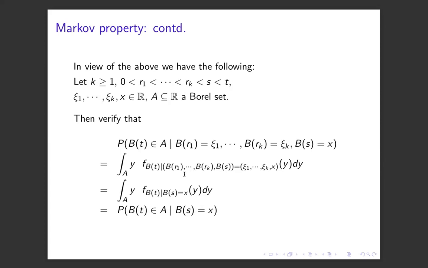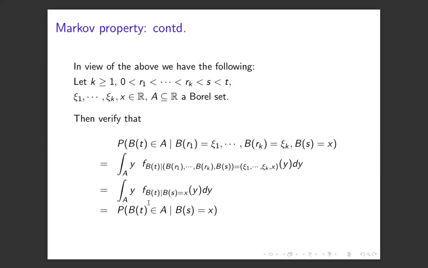So therefore, in this integral, you can replace this conditional probability density by this conditional probability. But what you have here is just this. Just like you came from here to here, this is the reverse direction. So that is the conditional probability that Bt takes value in A given Bs equal to x.